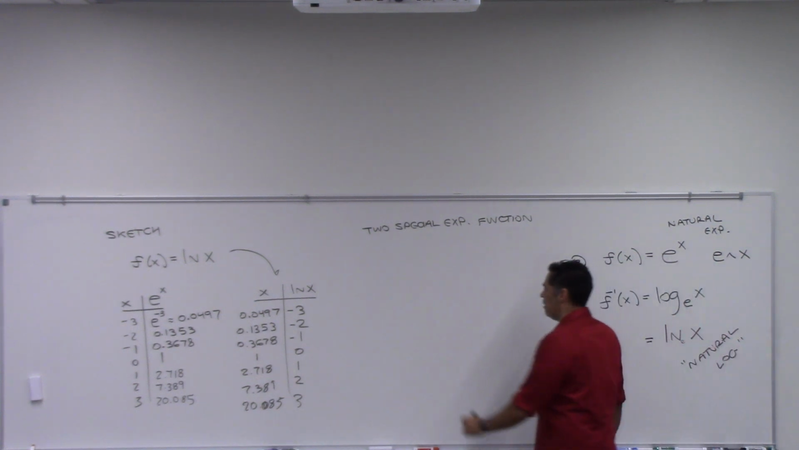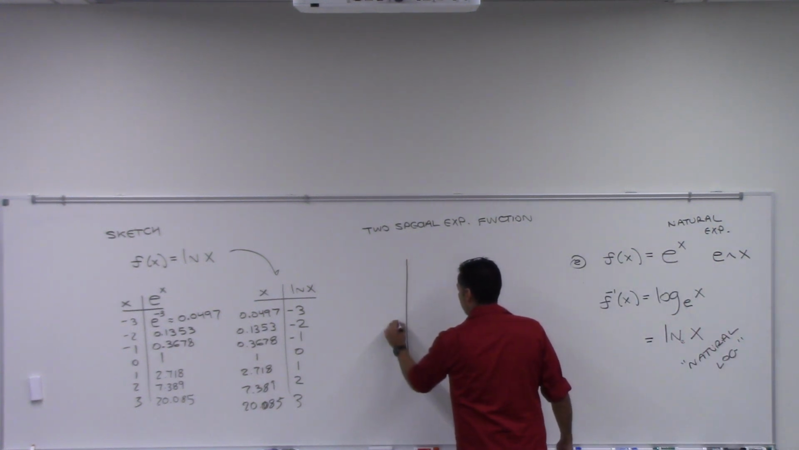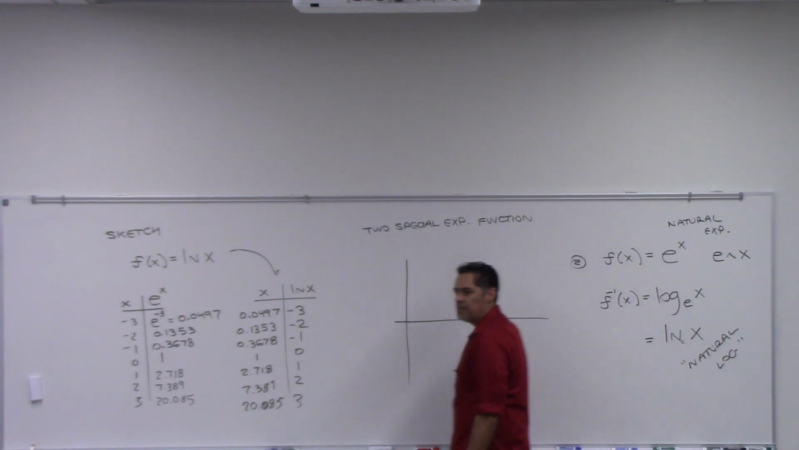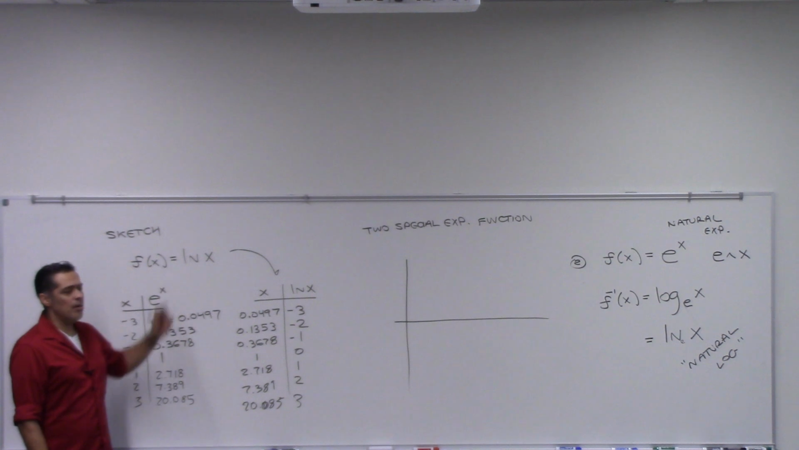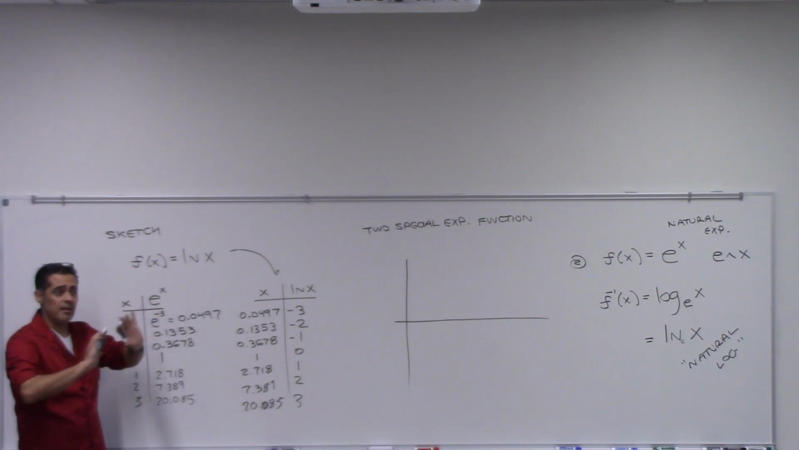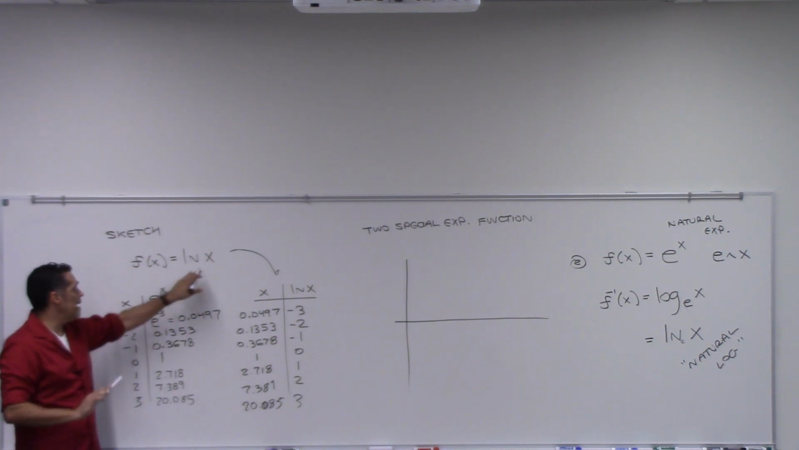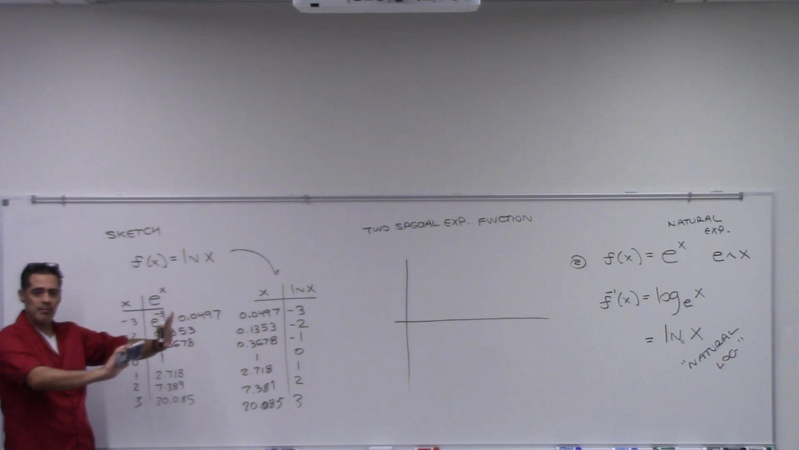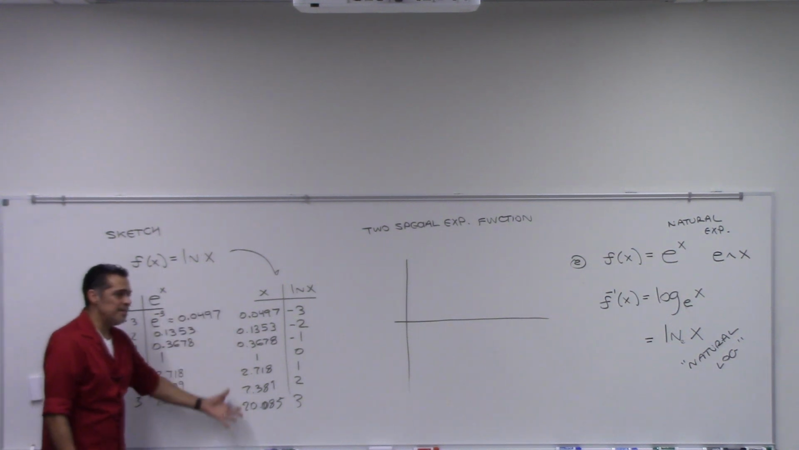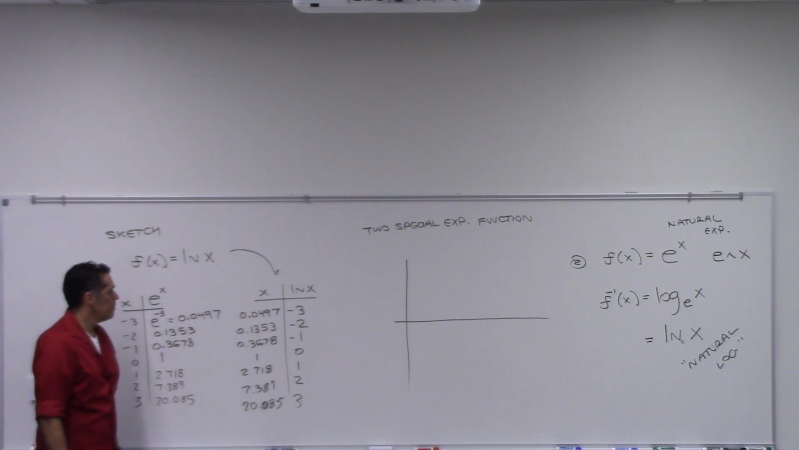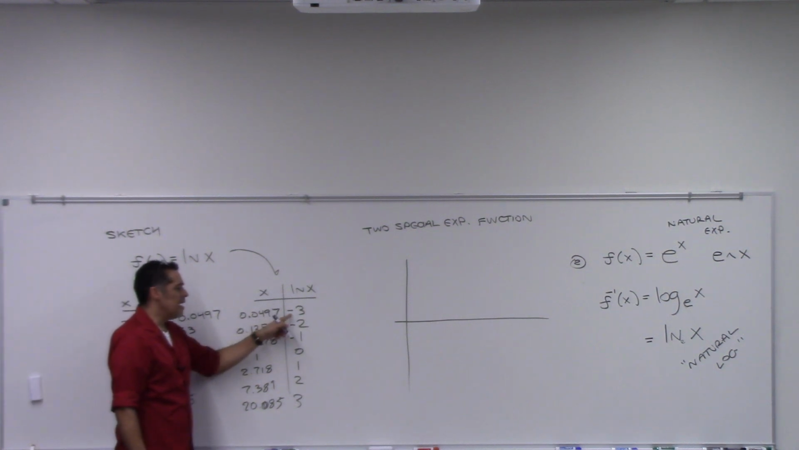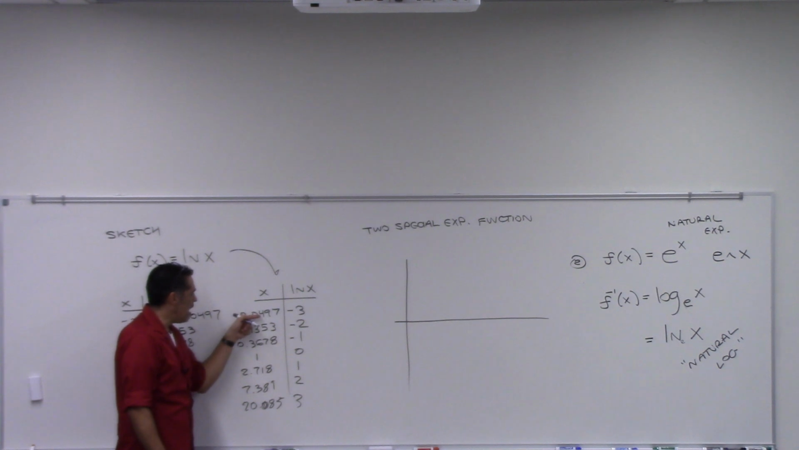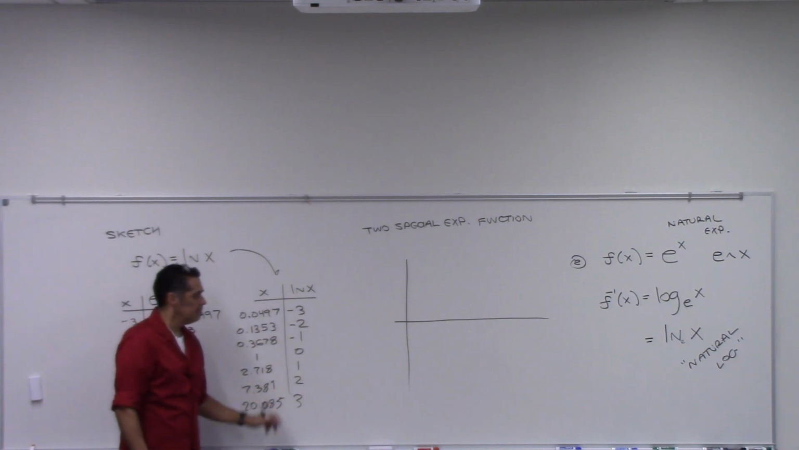Now I can graph this. And look at the way I graph this. Do you see I'm only drawing the right side? That's because I know that when I graph a log function, it only exists to the right of the y-axis, because the domain of this is that x has to be greater than 0. And then I plug these points in. 0.0497, negative 3. That means I move to the right just a little bit and go down 3.